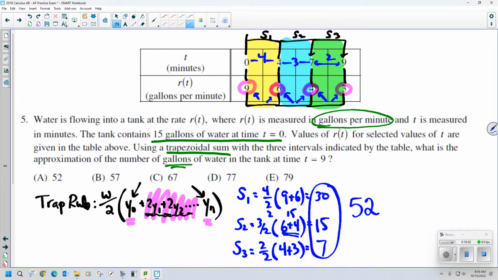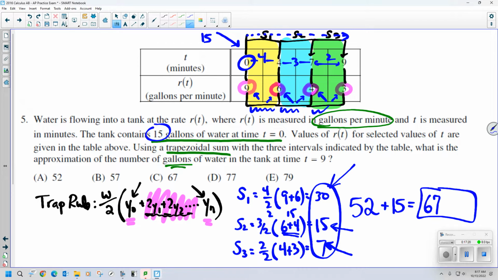But here's the thing. Before this process even started, at 0, there was already 15 gallons in here, before the 30, before the 15, and before the 7. So I need to add those 15. That's 67 gallons. Choice C.